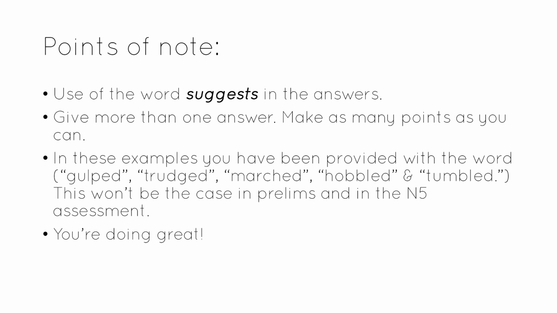In the examples we've looked at in this video, you've been provided with the words, so gulped, trudged, marched, hobbled and tumbled, but remember that in the assessment in the National 5 exam, you won't be given the words. You'll be given a paragraph to look at, and we'll look at that in more detail in future videos. And you're doing really well, guys. You're doing great. If you're getting this far, I don't expect you to fully understand word choice at this stage, but you're going to get closer and closer with each video.